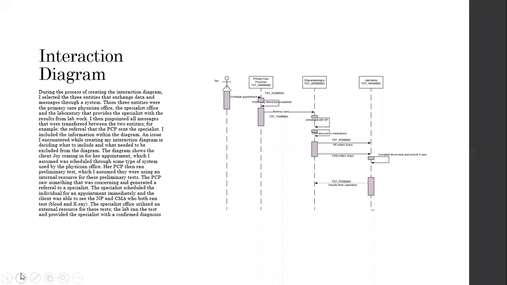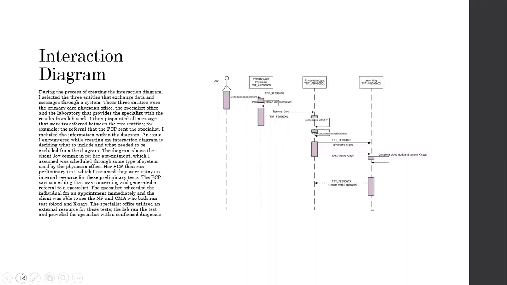So the first diagram I did was an interaction diagram. Just a breakdown of this diagram, I have my lanes. It starts with Joy, the primary care physician, the rheumatologist, and the laboratory. Joy goes to her scheduled appointment, and during that appointment, her primary care physician completes some preliminary blood tests. He sees something that's concerning, which prompts him to send a referral to the specialist.